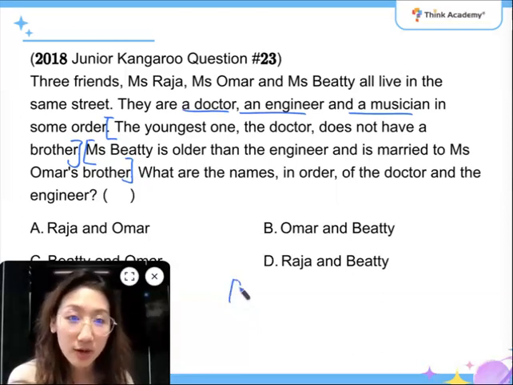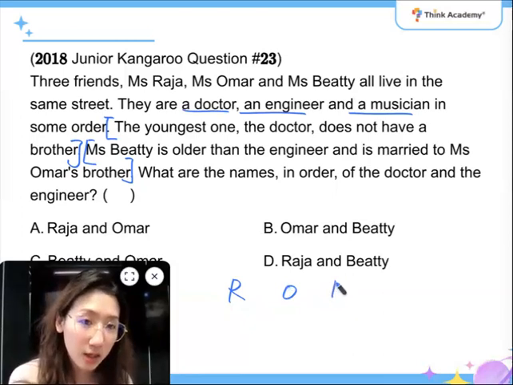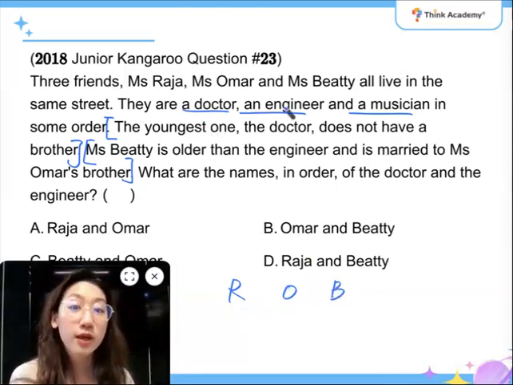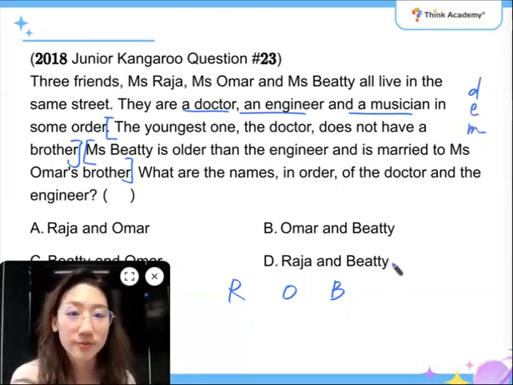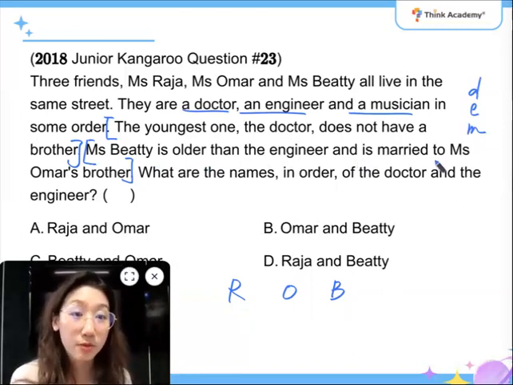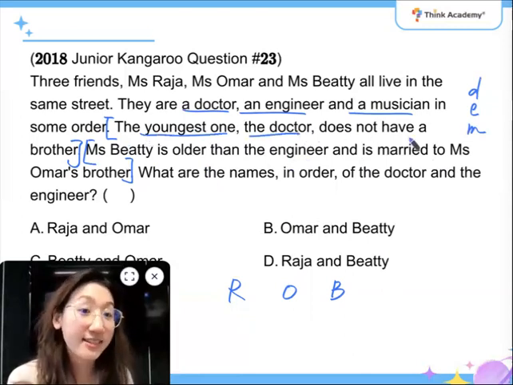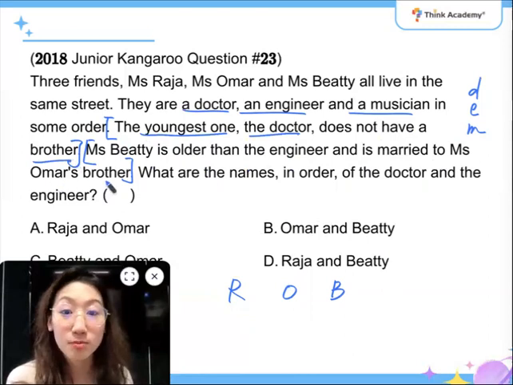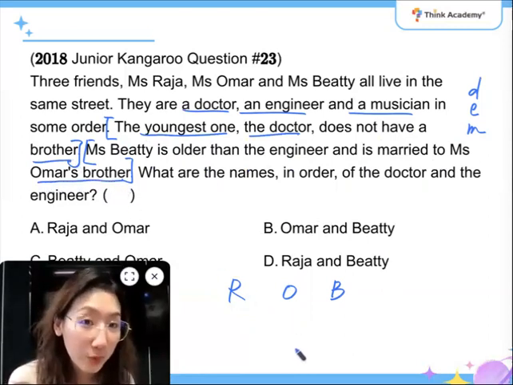What you can do is write down the initial of the name to represent the people. So I have Roger, Omar, and BT. For their occupation, they are doctor, engineer, and musician. So we know that Miss BT is older than the engineer, who is married. We know the youngest one is the doctor, and the doctor doesn't have a brother. So if Miss BT is married to Miss Omar's brother, that means Miss Omar has a brother. That means Omar will not be the doctor that we're talking about.